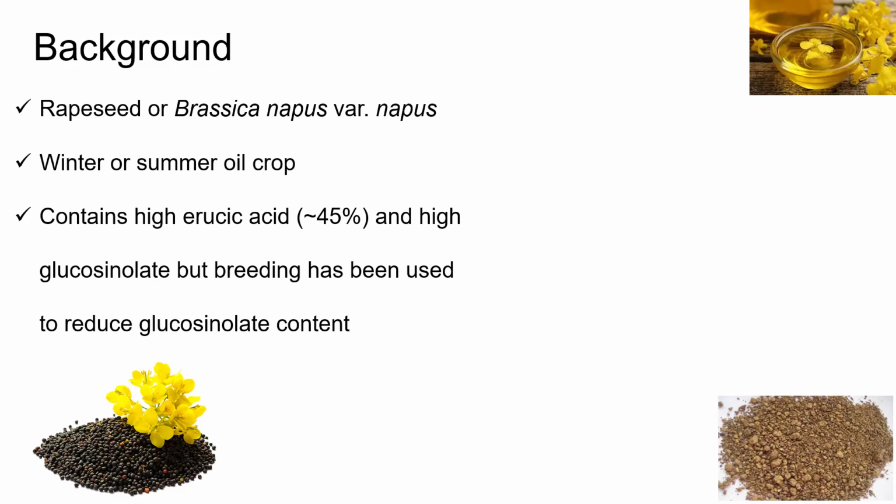Canola has very little erucic acid, less than 2%, whereas in rapeseed it is around 45%, and it also has high glucosinolate. Mostly they're used for industrial purposes, not generally for food, but now they are doing a lot of breeding, which is reducing that content of erucic acid as well as high glucosinolate.